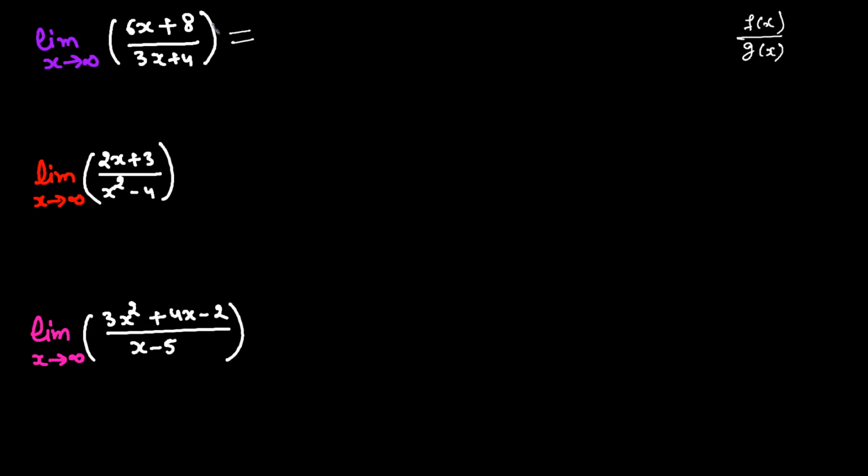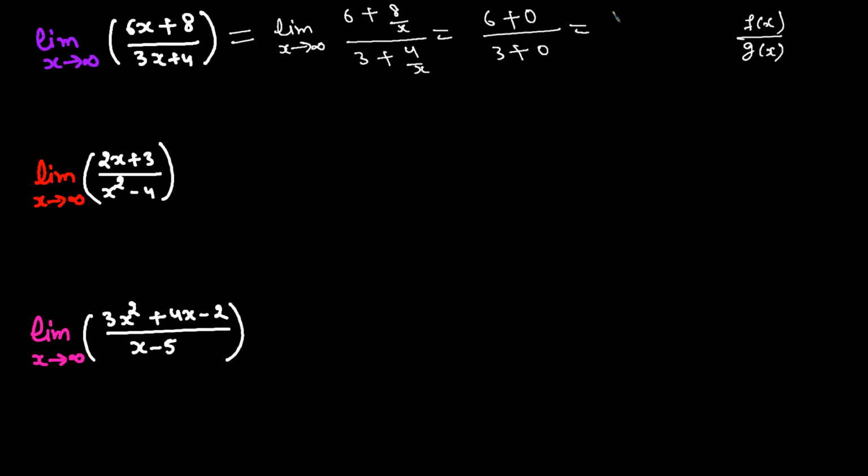So dividing the numerator and denominator by x gives me, let me write it down, the limit as x approaches infinity of 6 plus 8 over x in the numerator, and 3 plus 4 over x in the denominator. So that gives me 6, since the limit as x approaches infinity of 8 over x is 0. And the same thing in the denominator, 3 plus 0, which gives 6 over 3, which is equal to 2.